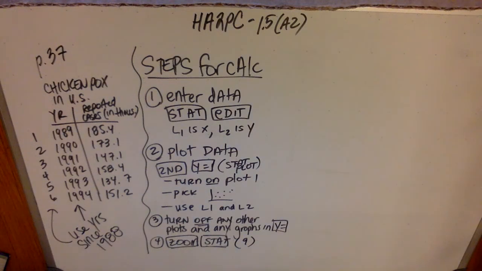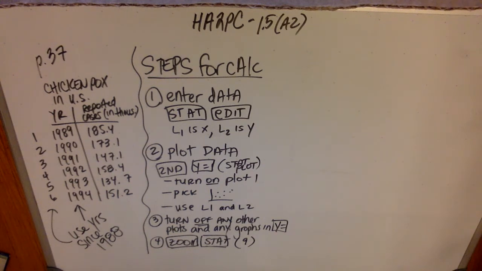So I'm not going to read you the entire data table. You can look at it on the video, or you can look at it in the book. There are reported cases in thousands, and there are years starting with 1989. So a couple notes. We're going to go ahead and graph this in our calculator, and if you want, we can call this example 1. That's just fine.